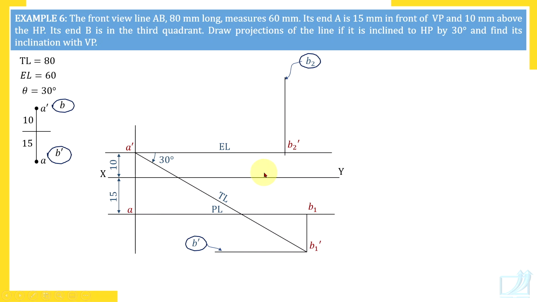So you will have to rotate EL. Which other view has length EL? A dash, B dash. Is there any other line for B dash? Yes, here is the line for B dash. So we'll rotate EL up to this line. So let's do that. Okay. So here it is, B dash.